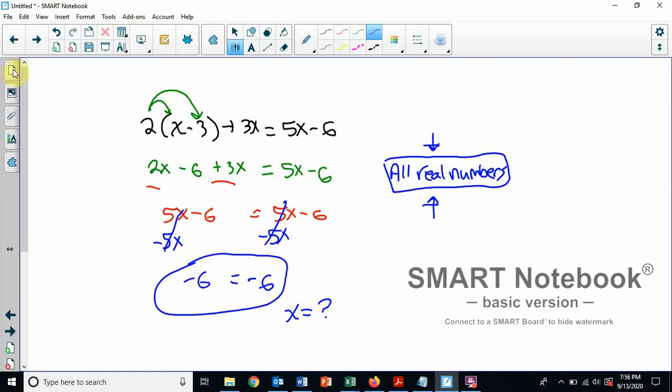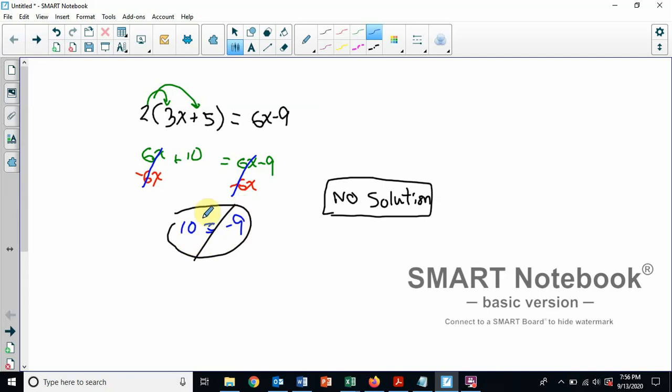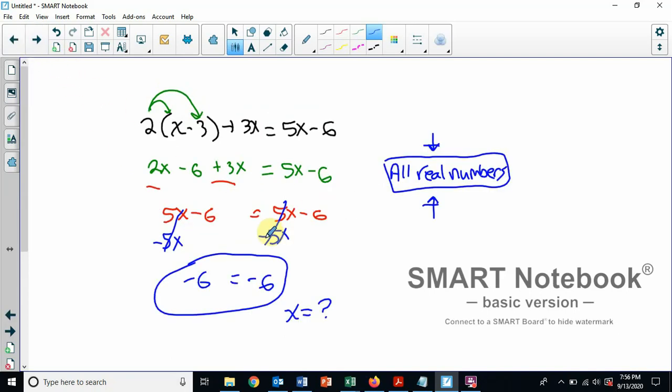So there's two possibilities when the x disappears. Either the statement left is true, or the statement left is false. If it's false, there's no solution. If it's true, any number will work. You can just tell me all real numbers. Okay? So that's a neat little piece of solving.